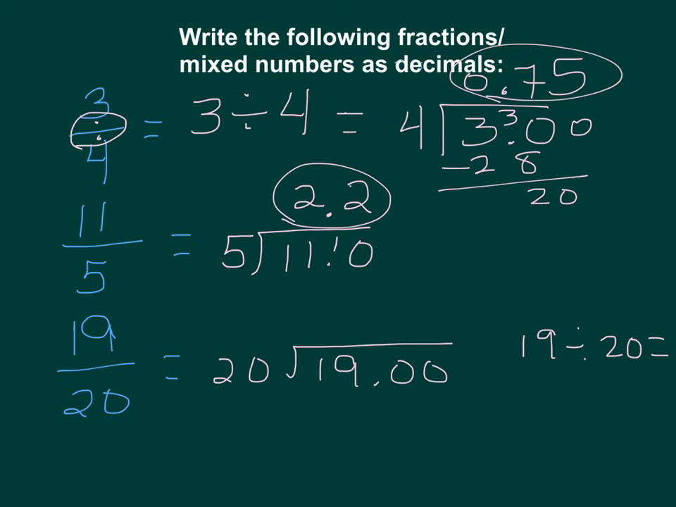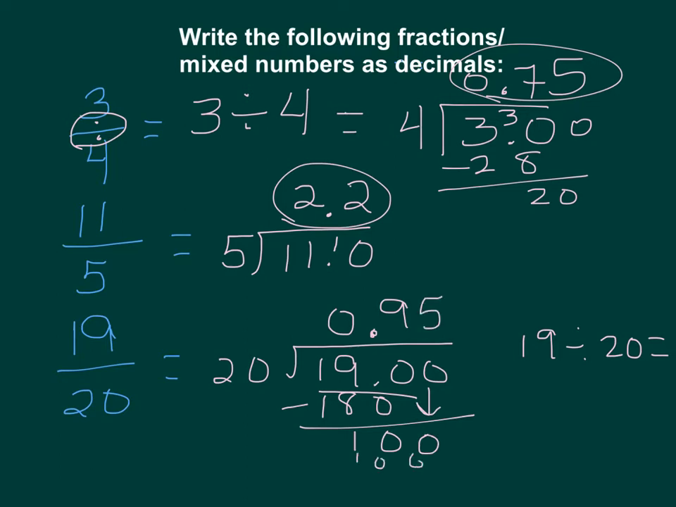So if we look at this as a 190, 20 into 190 goes 9 times. Don't forget your decimal point. 9 times 20 is 180. Subtract that from 190. We get 10. Bring down the 0. 20 goes into 100 5 times with 0 as a remainder. So 19/20 is equivalent to 95 hundredths.